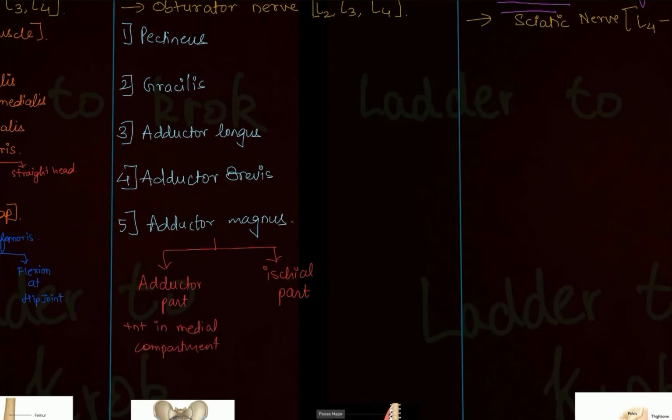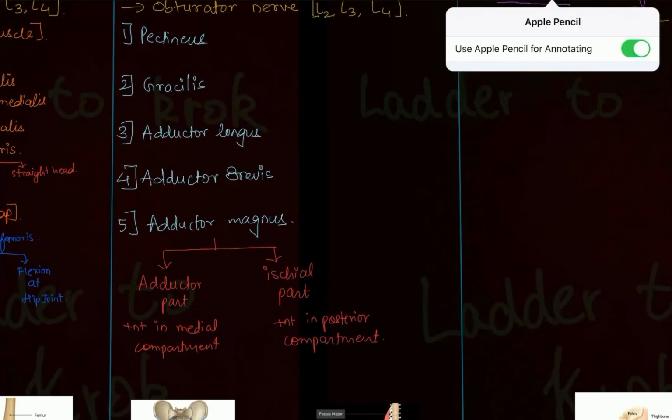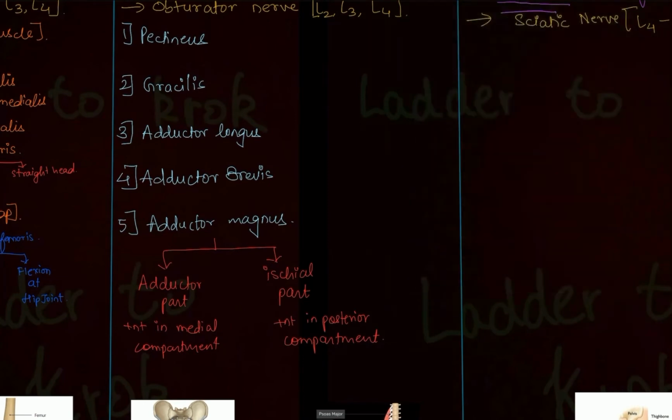And for ischial part, write present in posterior compartment. Okay. Now let's know about the hybrid muscles. So what are hybrid muscles?